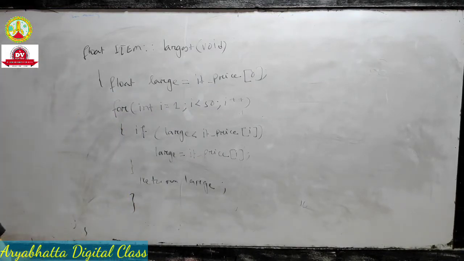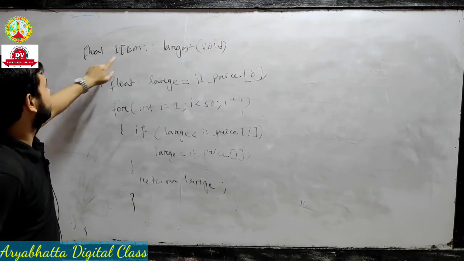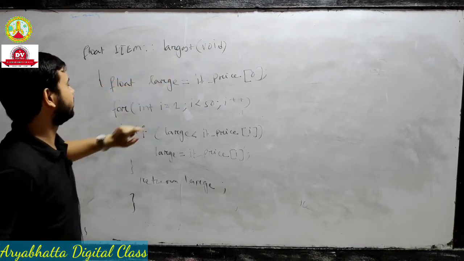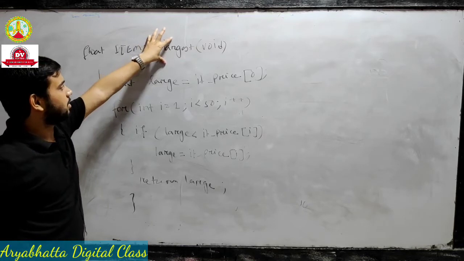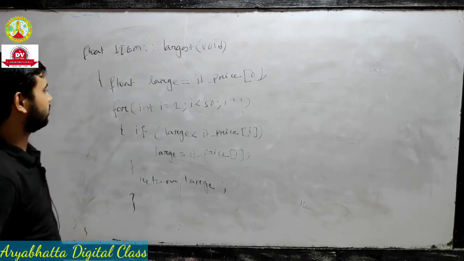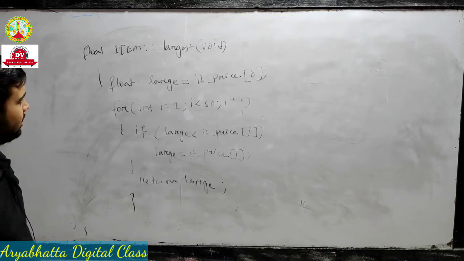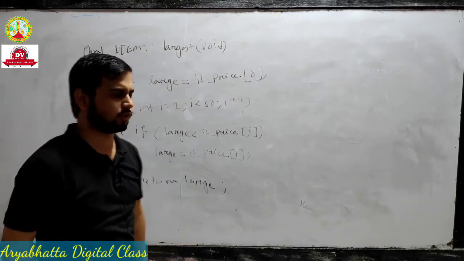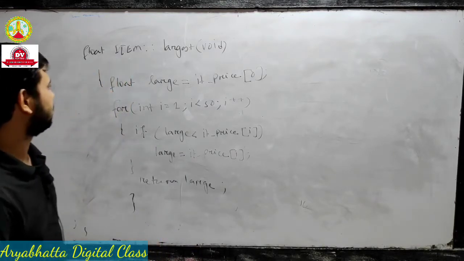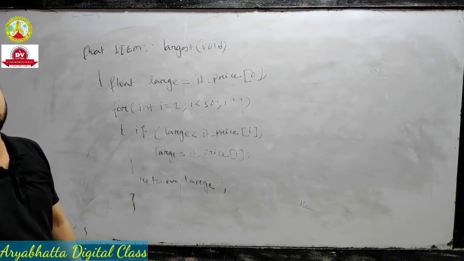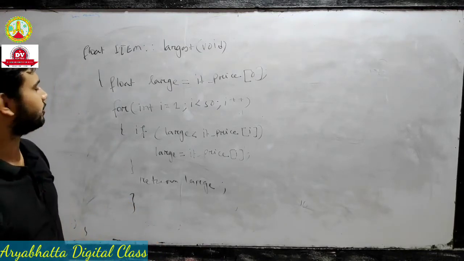You see, again this second member function, float item largest void. Why do we take float item? Because this member function is of float data type, okay. Because largest means largest price. A largest price may be integer or float. That's why we take float. Suppose the largest price is 96.5, then how will it come in int? It does not come in the int data type, right? That's why we write float.